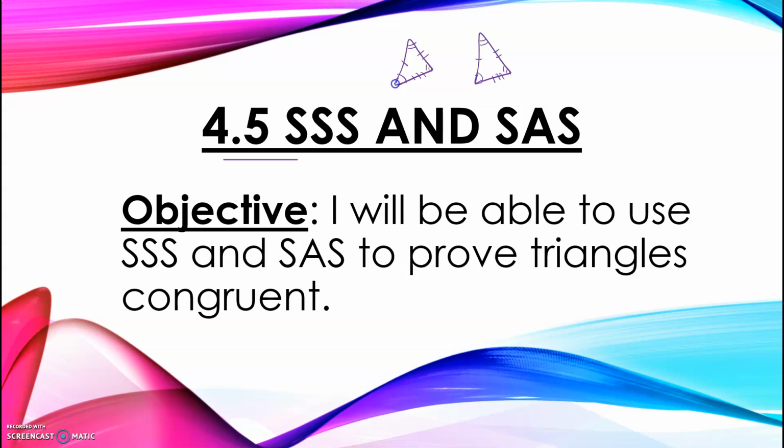So today what we're learning is shortcuts, right? Maybe I don't have all the sides and all the angles. Okay, well maybe I have side, side, side. Or maybe I have side, angle, side. So these are just shortcuts to proving triangles are congruent, because that's our main goal for the rest of this chapter, is to prove triangles are congruent.